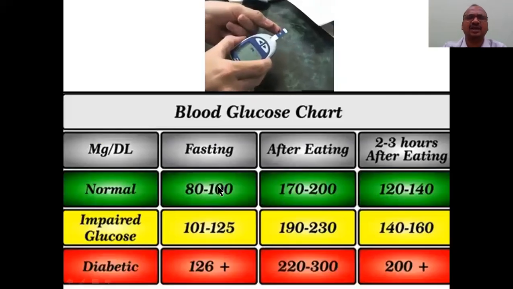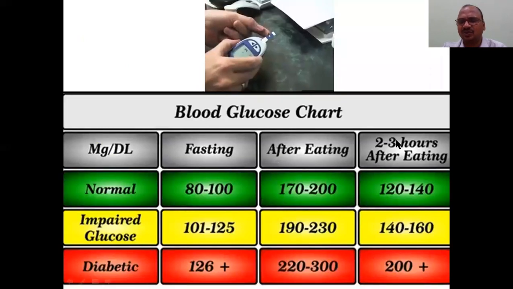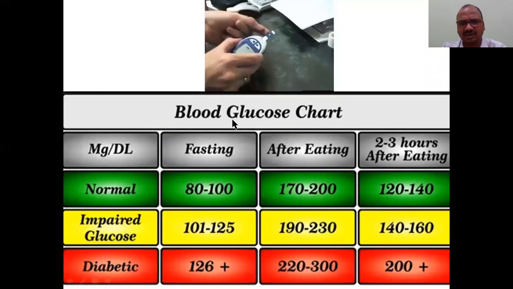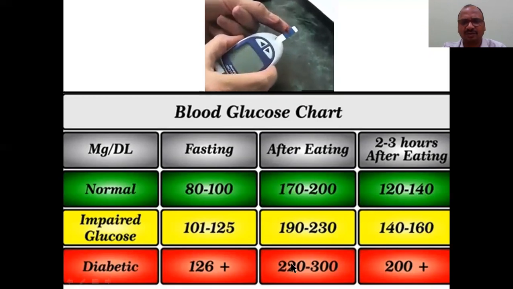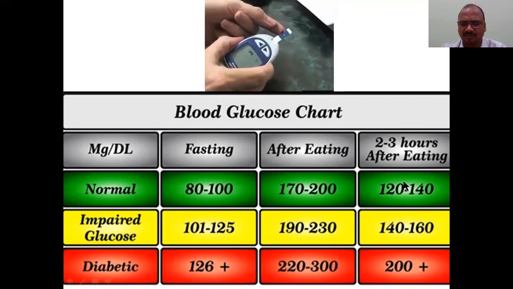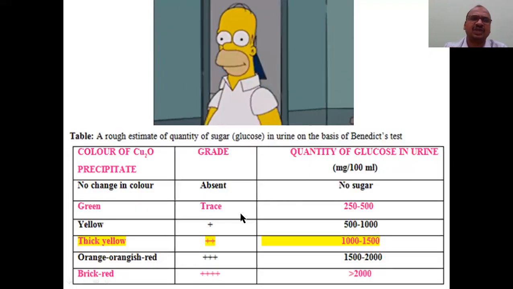You can take a blood glucose chart that you know very well. Fasting, and after eating, 2 to 3 hours after eating. These two are very important. Okay, this one is random generally, but these two are important. Second column and fourth column are very, very important. 80 to 100. If anybody asks, you should be able to tell.